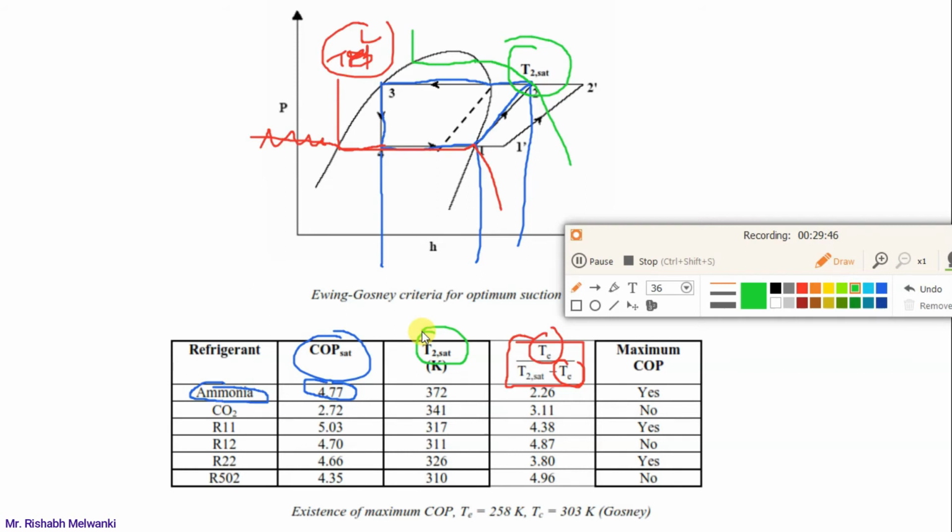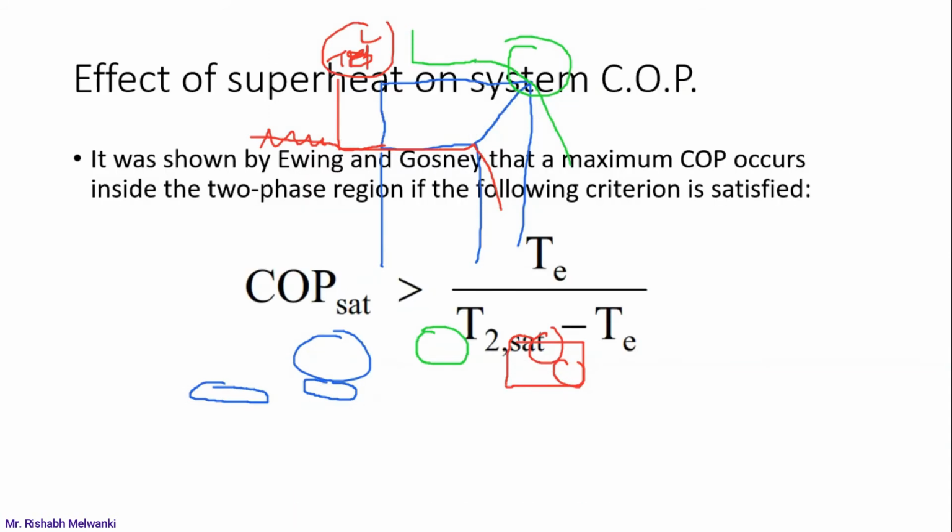I am repeating again. COP sat is H1 minus H4 upon H2 minus H1. This is COP sat. Then what is T2 sat? After compression, whatever point is there, its temperature, we have to convert in Kelvin, that is T2 sat. And this is the equation: if COP sat is greater than TE upon T2 sat minus TE, then wet compression will result in giving maximum COP.